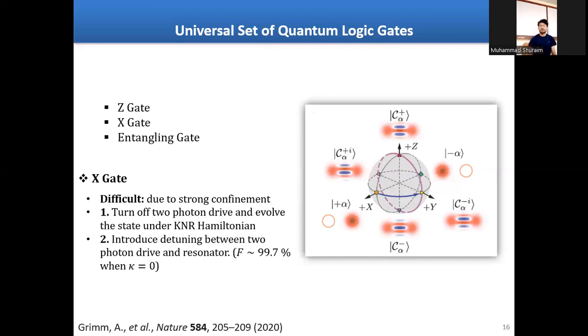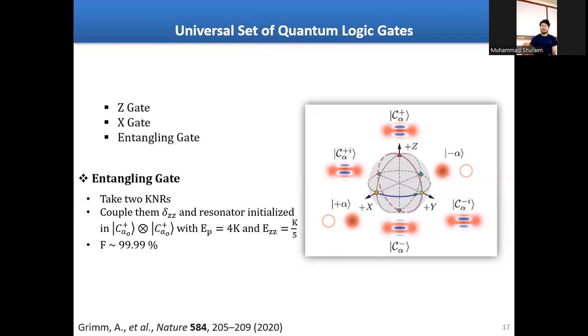Due to strong confinement, we cannot apply the X gate as simply. There are two methods for the application of the X gate. The first is that we turn off the two-photon drive and evolve the KNR Hamiltonian under the given system, through which the system will bit flip, and we can apply the X gate. The other method is to introduce a detuning between the two-photon drive and the resonator. The fidelity of the X gate we have achieved is 99.7% when we take single-photon loss.